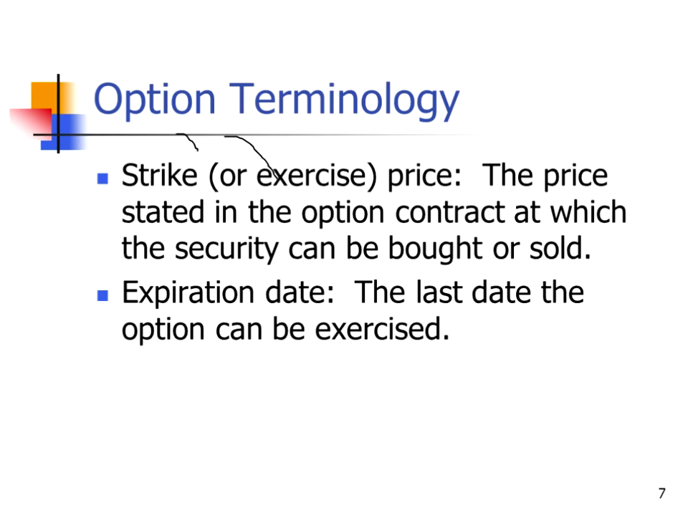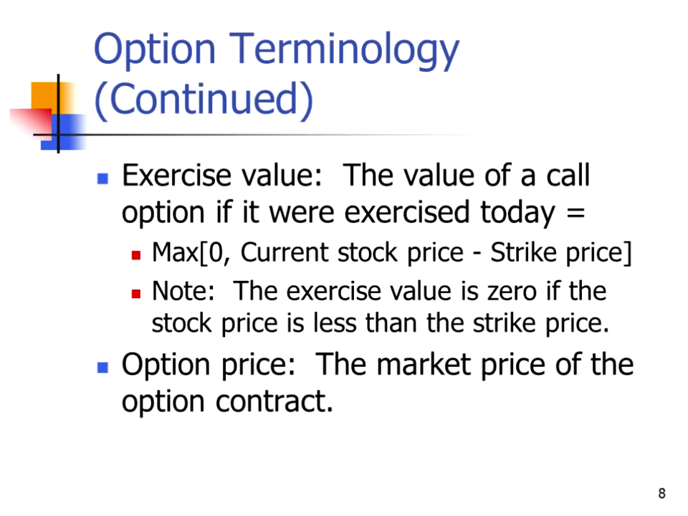Well, moving on, you've got the strike price or the exercise price, the price stated in the option contract at which the security can be bought or sold. So having a strike price will give you some assurance that you can buy or sell at that price at a future date. Expiration date, the last date the option can be exercised.